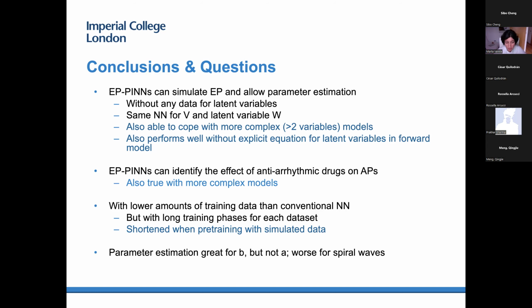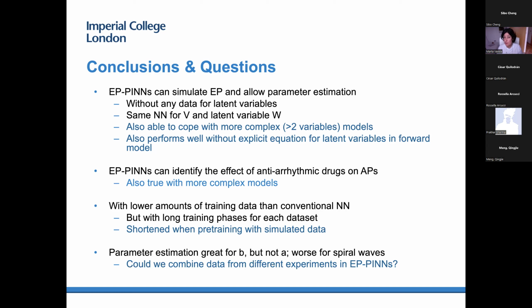We found that the parameter estimation was good for B. For A it was worse in the presence of noise, and also worse for spiral waves. I think this comes from the fact that the data isn't really ideal for the estimation of A. Again, I can elaborate on that later. And it comes from the problem I've just mentioned, that you can only train PINNs on one set of experimental data.